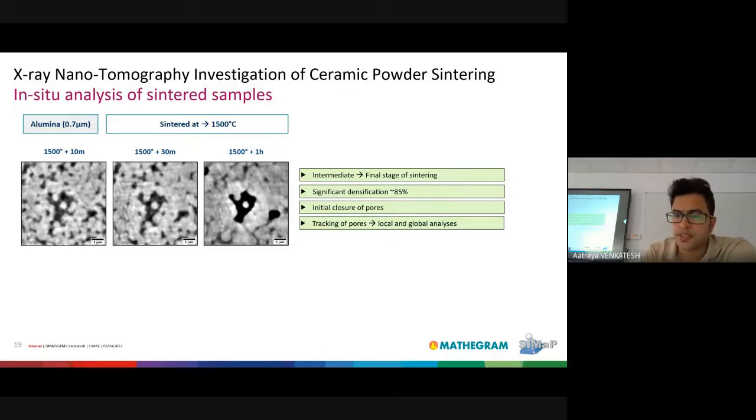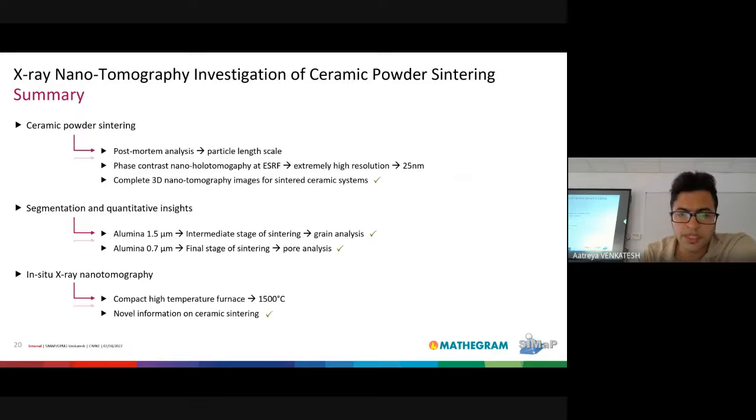So currently we are in the process of quantitatively analyzing all these images to derive some interesting novel information on sintering and validating them. So to sum it up, thanks to the phase contrast nanoholotomography technique at the ESRF and the resulting super high resolution of 25 nanometer, we have been able to successfully obtain complete 3D nanotomography images for sintered ceramic systems, thereby retrieving information on the evolution of ceramic sintering at the particle length scale. And currently we are also trying to generate some novel information on ceramic sintering thanks to our in-situ analysis.